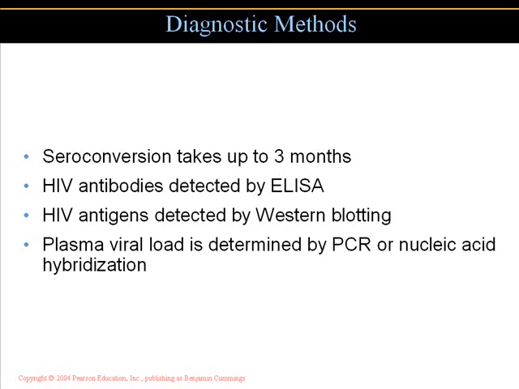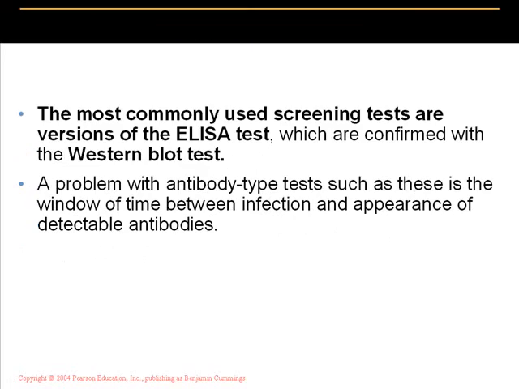Plasma viral load is determined by PCR, or nucleic acid hybridization. PCR we talked about in earlier lectures. If you don't remember PCR, you should go back and read that. Polymerase chain reaction. You should be familiar with that. The most commonly used screening tests are versions of the ELISA test, which are confirmed by Western blot. That's important, and you should know that. I know that's a test question.